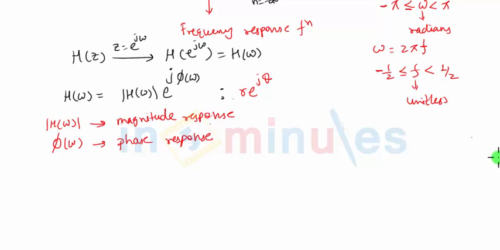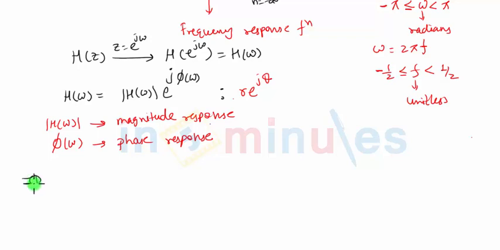Since H of omega is the Fourier transform of h of n, it follows that H of omega is a periodic function with period 2 pi. Furthermore, the exponential Fourier series expansion of H of omega with h of n as the Fourier series coefficients is also possible. So, which can simply also be termed as inverse discrete Fourier transform.